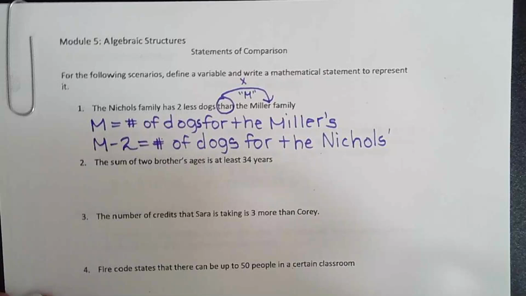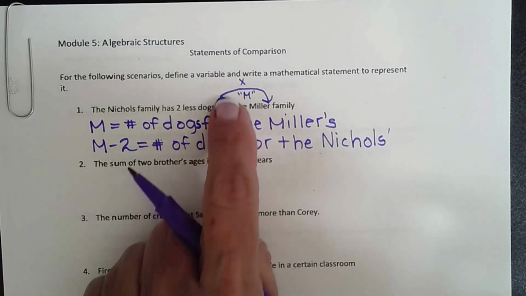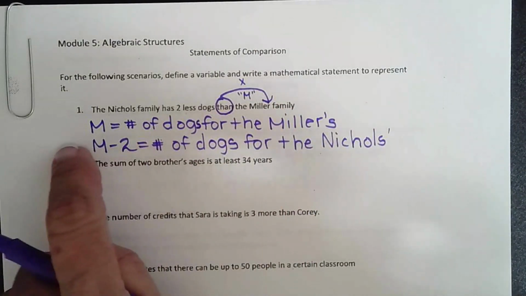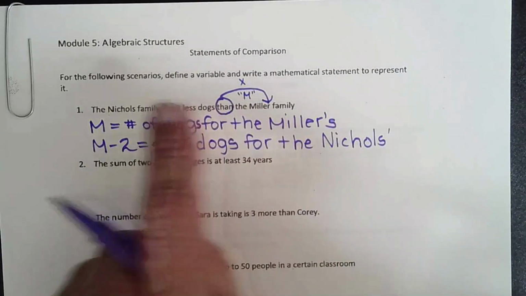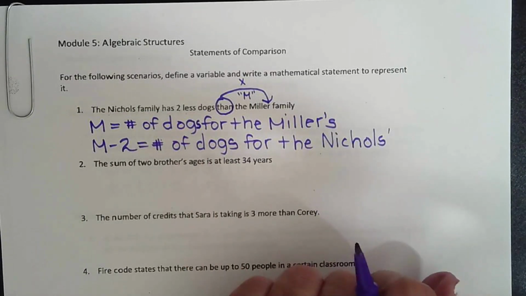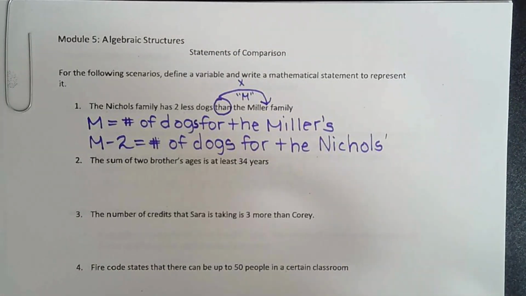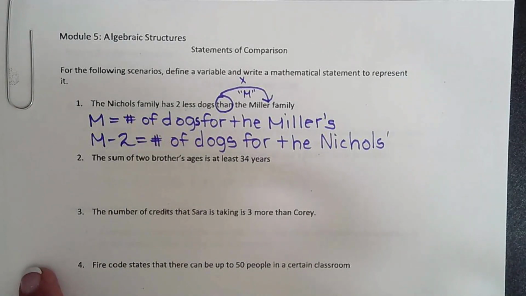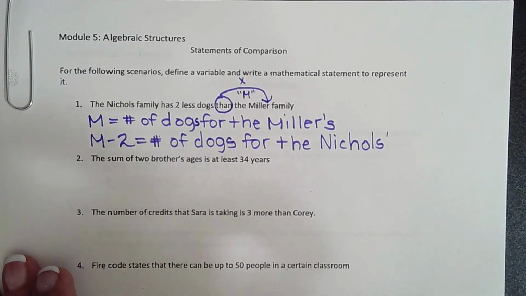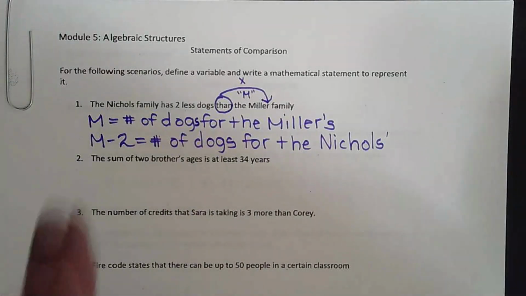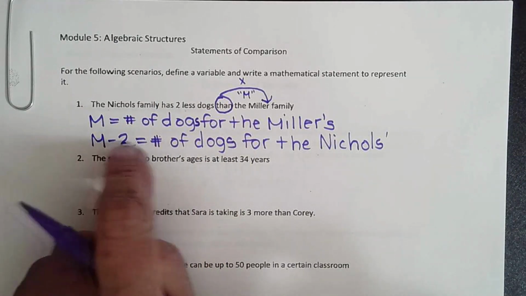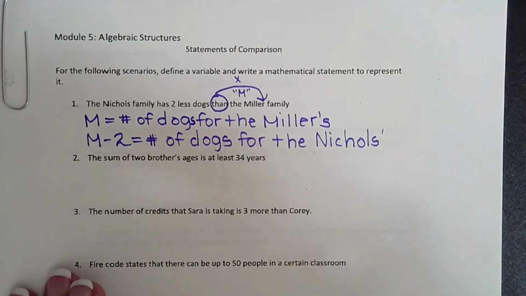So does that make sense? Whatever follows than is your X. In this case, we're going to call it M. So you just write M equals whatever it is. Then you reread the sentence. Oh, Nichols have 2 less. Oh, they're M minus 2. Because we can't use 2 variables in a problem. You can't say N equals the number of dogs for the Nichols. We don't know how to solve equations that have 2 variables. So we have to use that than to pick out what the first one is, and then write the second one using that. 2 less than the Millers, M minus 2. So then we're all set up and ready for the problem.